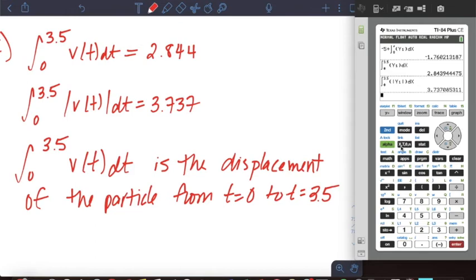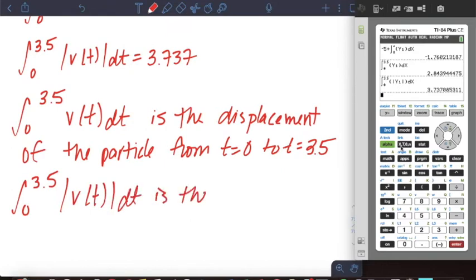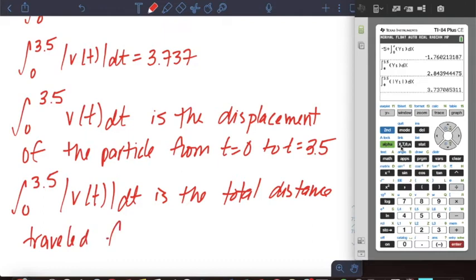Now, whenever I take the absolute value of velocity, that's how much total distance we traveled. Okay, so the integral from 0 to 3.5 of the absolute value of v of t is the total distance traveled from t equals 0 to t equals 3.5. Okay, so that's the total distance traveled. Whenever I take the integral of the absolute value of velocity, that's the total distance. But if I just take the integral of velocity, then that is just my displacement.